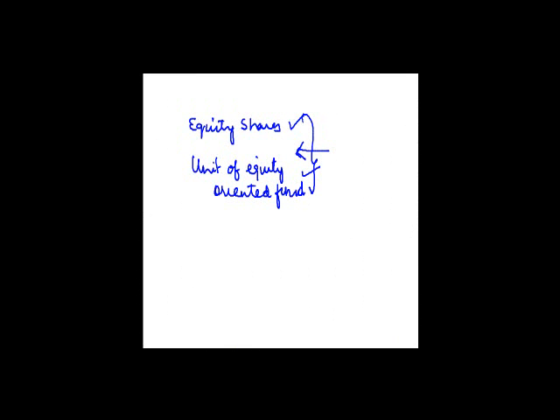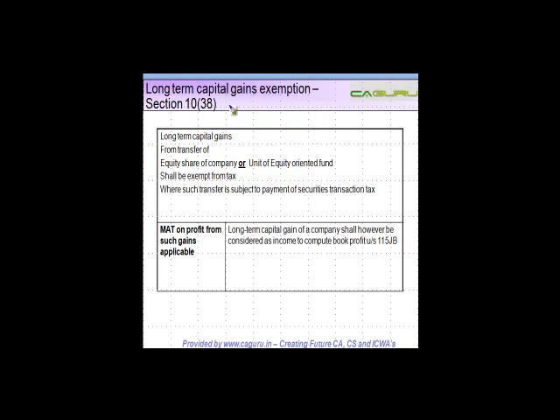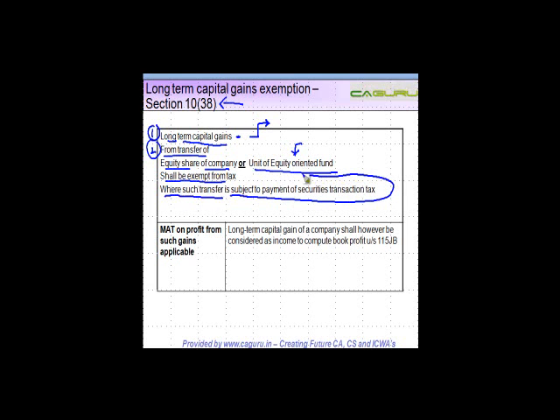Now this exemption is provided in section 10 subsection 38. This section says that long-term capital gains, so please note it is only long-term capital gains which are exempt from tax, from transfer of equity share of a company or unit of equity oriented fund. So if there are long-term capital gains, condition number 1, such gains arising from sale of equity shares of a company or unit of equity oriented fund shall be exempt from tax where such transfer is subject to the payment of securities transaction tax.